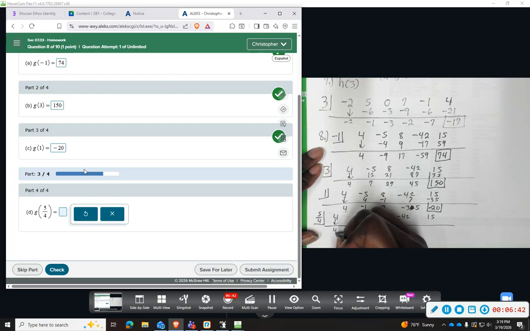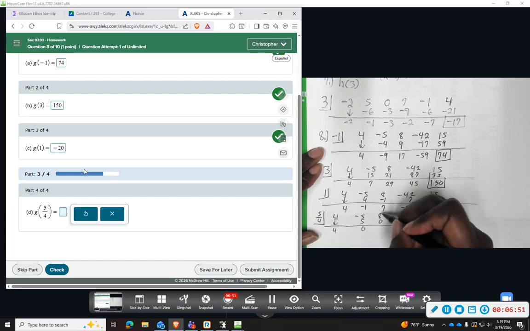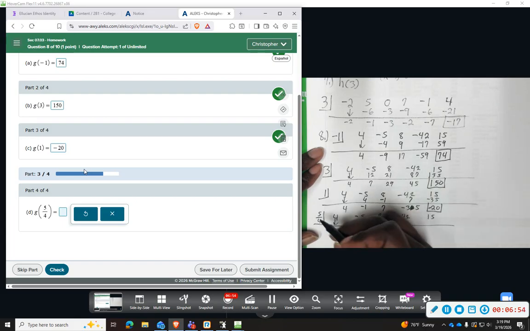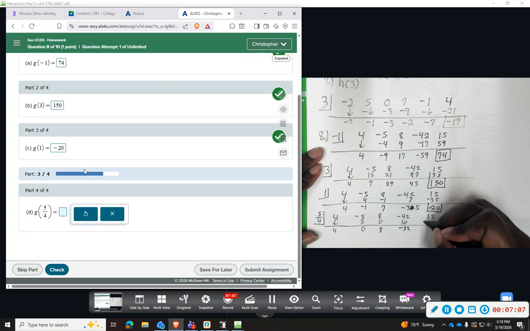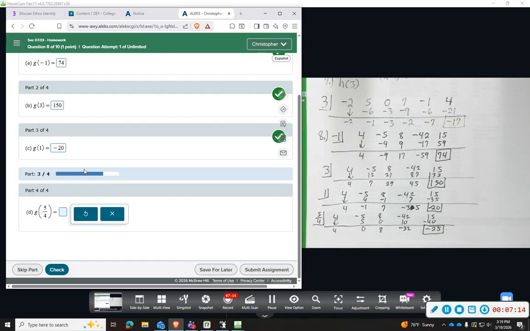Straight down. Divide by 4 is 1. 1 times 5, 5. You get 0. Divide by 4 is 0. Times 5, still 0. Add, we get 8. Divide by 4, we get 2. 8 divided by 4 is 2. 2 times 5 is 10. Here, we get negative 32. Divide by 4, we get negative 8. Negative 8 times 5 is negative 40. And then we do the math, we get negative 25. So negative 25 is our answer here.